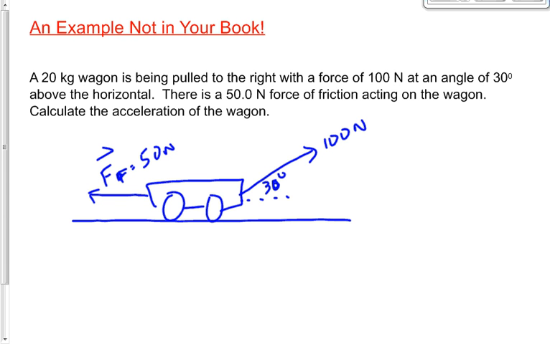This wagon is moving to the right. All we care about are the forces that are left and right. If it's not moving up or down, we don't care about any up or down forces. We care about the 50 newtons because it opposes the motion. We don't care about the 100 newtons per se. Rather, we care about the x component of the 100 newtons as opposed to the y component of the 100 newtons. Does that make sense?